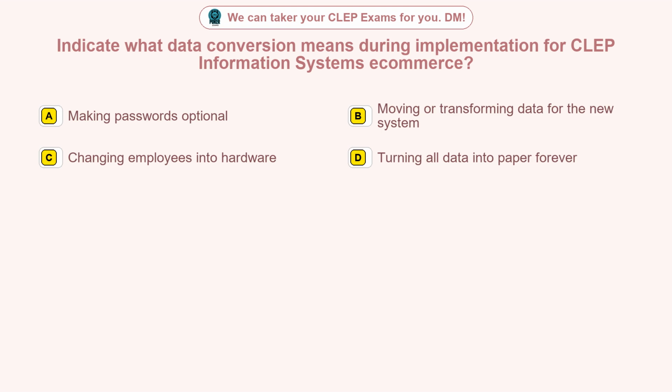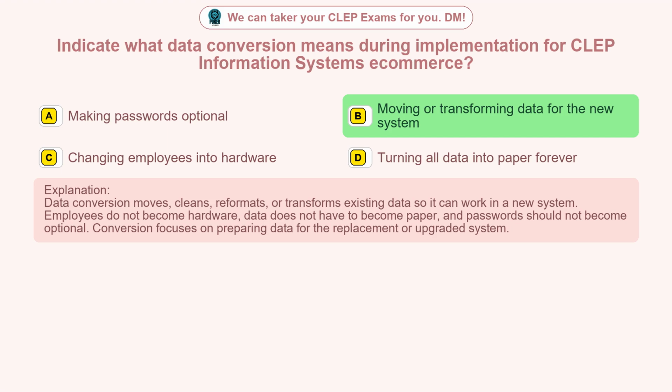Question 75. Indicate what data conversion means during implementation for CLEP Information Systems Ecommerce. Option A, making passwords optional. Option B, moving or transforming data for the new system. Option C, changing employees into hardware. Option D, turning all data into paper forever. The correct answer is option B, moving or transforming data for the new system.